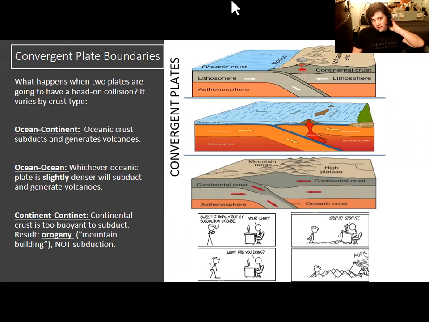And in the first scenario shown here, you have subduction occurring where a plate composed of oceanic crust meets one composed of continental crust. Oceanic crust is always going to be more dense than continental crust, and so it's going to sink below it and create a subduction zone. If you have two plates composed of oceanic crust, you will get whichever one is denser sinking below the other.